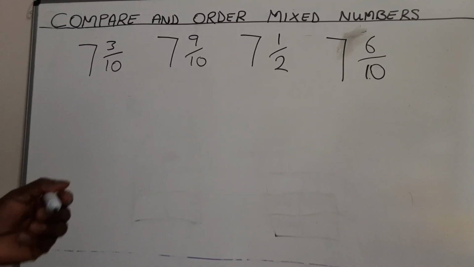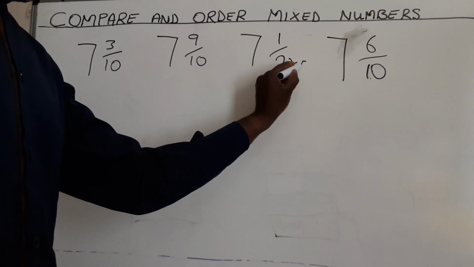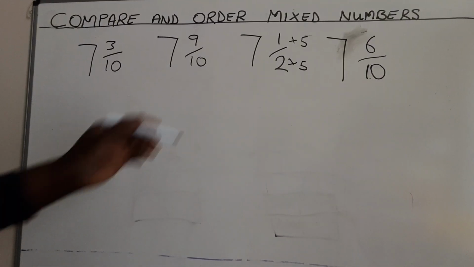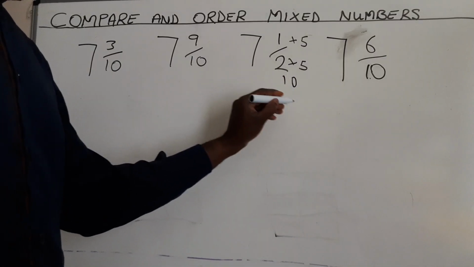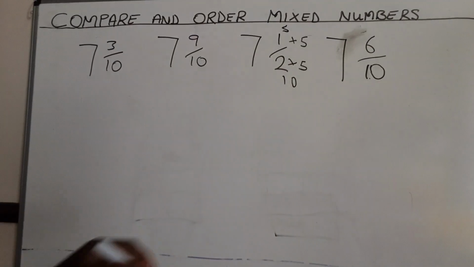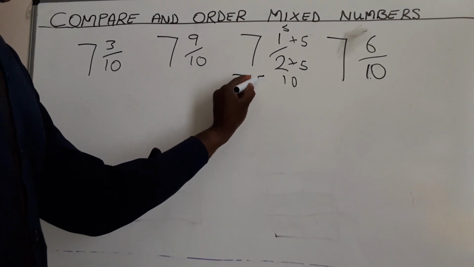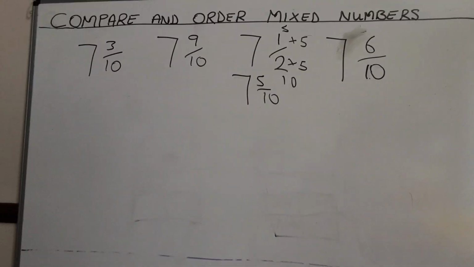So what can we do? All we have to do is multiply the denominator by 5 and the numerator by 5 to make the fraction the same. 2 multiplied by 5 is 10, and 1 multiplied by 5 is 5. So now we can see that our fraction has changed to 7 whole number 5 over 10. Now we can clearly see that all the denominators are the same, so we can now order the fractions.